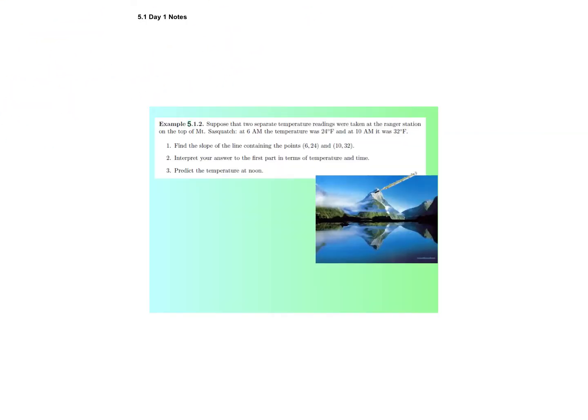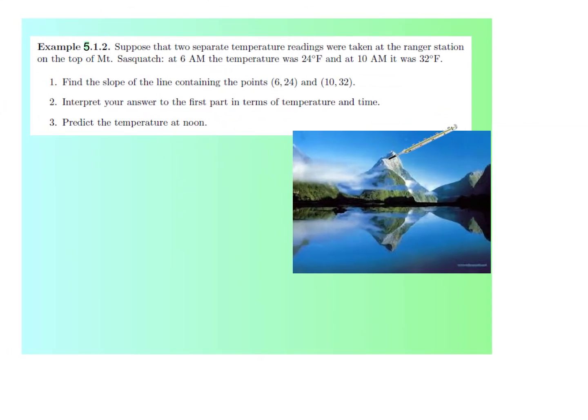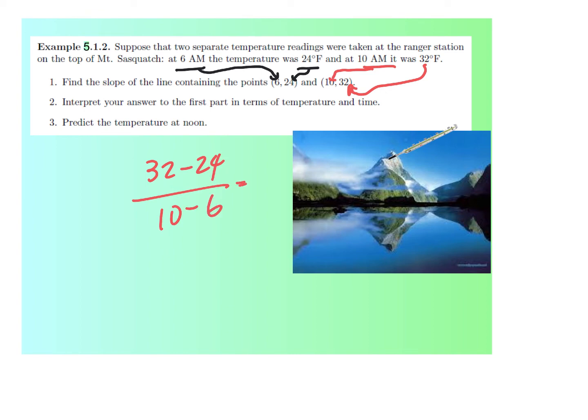All right, good enough on that. So now, how can you make slope into something that's more pre-calcy? Well, here we have at 6 a.m., the temperature was 24. You see how they dropped that into a point? And at 10 a.m., it was 32. See how they dropped that into a point? Well, it's not that hard to do the slope here. It's 32 minus 24 over 10 minus 6, which would be 32 minus 24 is 8 over 6 over 4, which is 2.